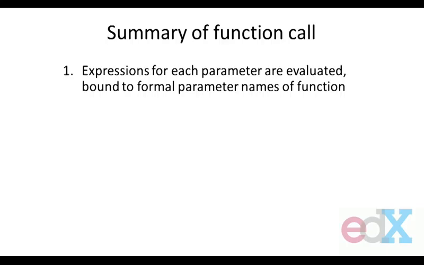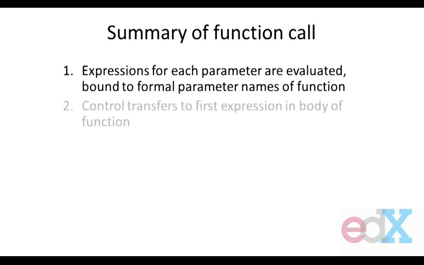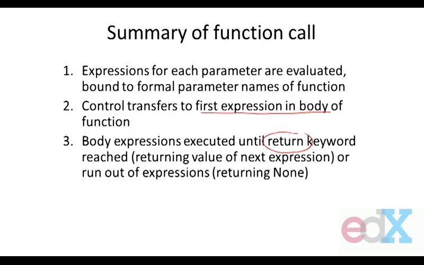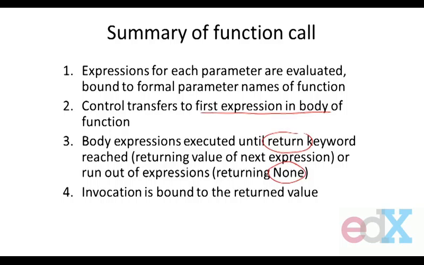So, to summarize this then, the sequence of events are, when we call a function, the expressions for each parameter are evaluated, the normal way they would be in Python, and they are bound to the formal parameter names of the function. There should be one expression for each parameter name. We then transfer control to the first expression in the body of the procedure, the body of the function, and we start evaluating. And those expressions are evaluated or executed until either that return keyword is reached, in which case we get the value of the following expression and return it back, or we run out of expressions, thereby returning None. And after that, the invocation is bound to the return value.